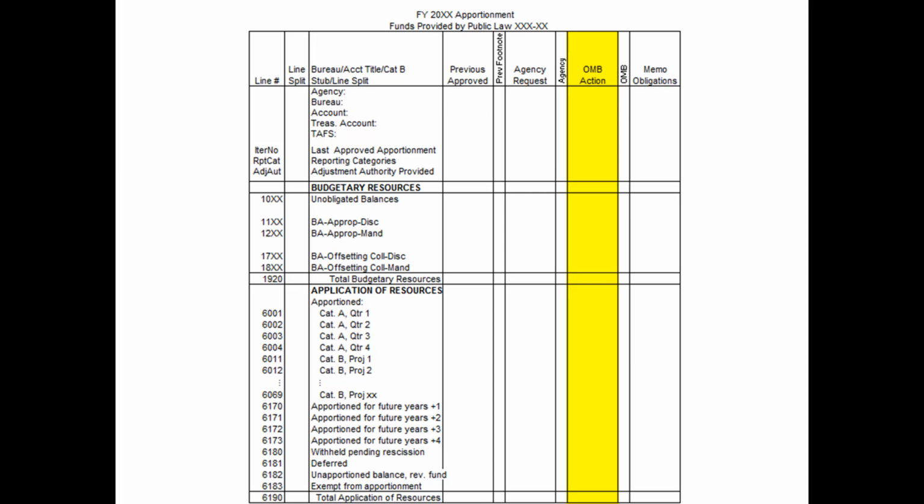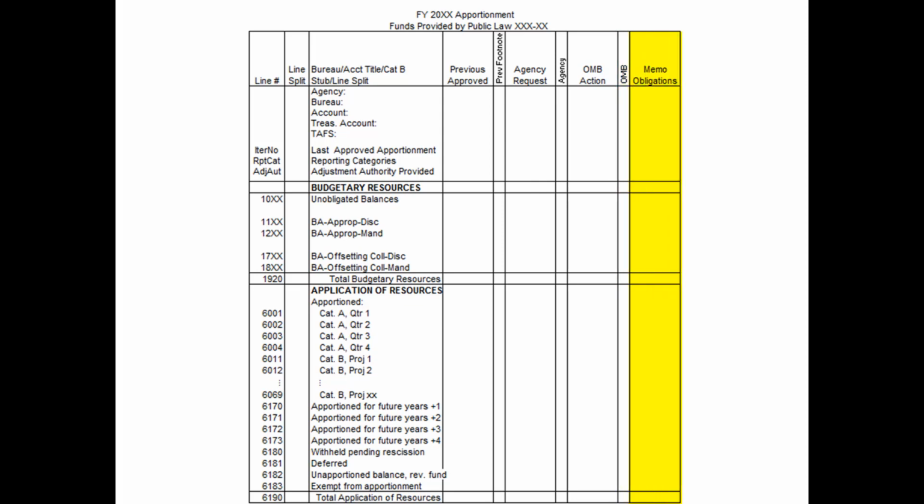It's in the application of budgetary resources, part of the apportionment, that OMB exercises their Anti-Deficiency Act apportionment power discussed in Module 1. The amounts reflected in this column, when accompanied by an OMB signature, constitute an approved apportionment, fulfilling OMB's responsibilities under the law. This next column is used to identify footnotes in the OMB action column.